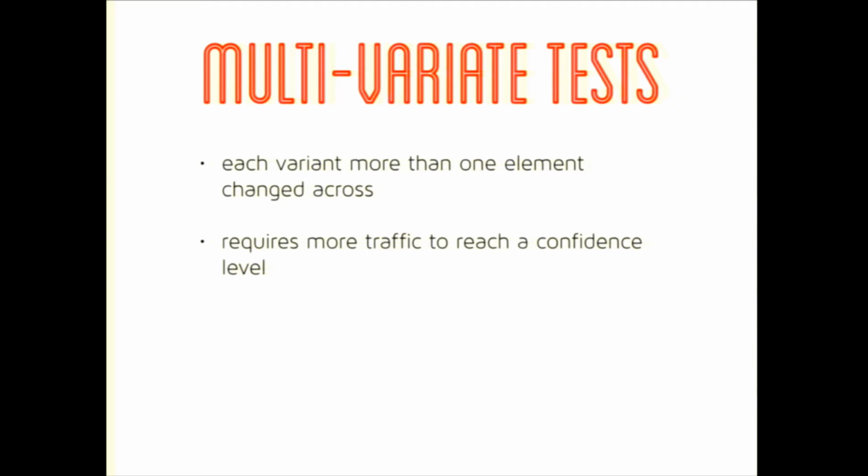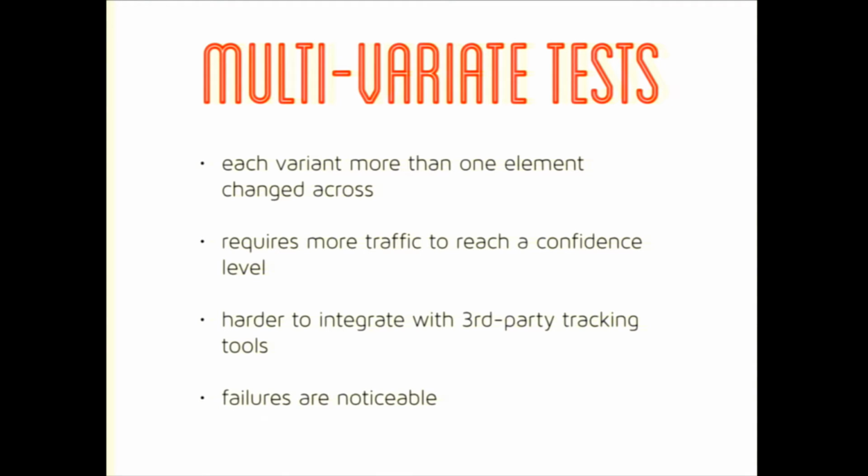You have to have a certain size in order to get a confidence level that you're happy with. And it's also harder to integrate with third-party tracking tools, because you have to tell, let's say, for example, you have a tool that says this button has been clicked for this version. You have to now integrate that 4 different times or 5 different times. For multivariate tests, failures are much more noticeable and much more easy to distinguish from just a one-off thing, because okay, fine, it failed with a degree here, but it failed significantly here. So these 2 changes in combination are bad.